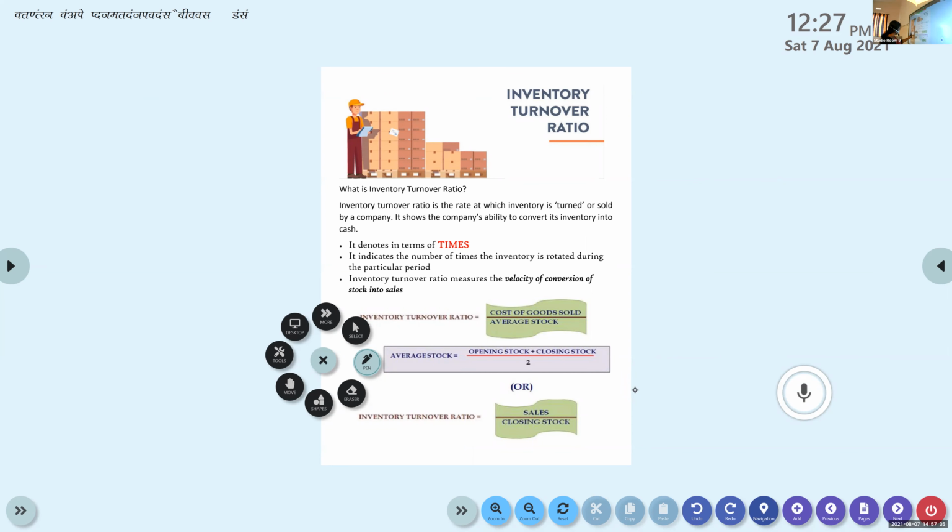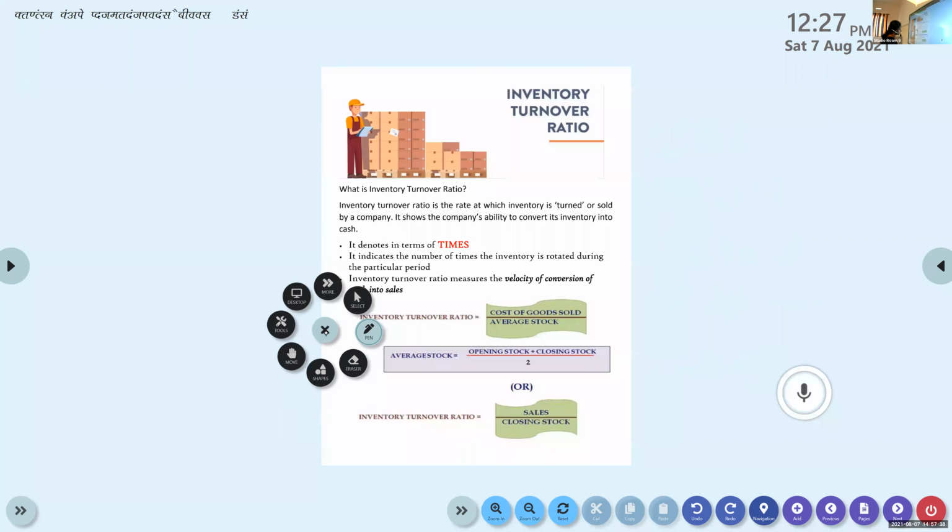Okay, there is another formula for inventory turnover ratio: sales divided by closing stock. Again, it all depends upon the information available in the question. Whatever is given to you, based on that we find out all these. So the concept should be clear. What are we doing here? We are comparing the stock with the assets. Stock turnover ratio: how many times the stocks are being converted?